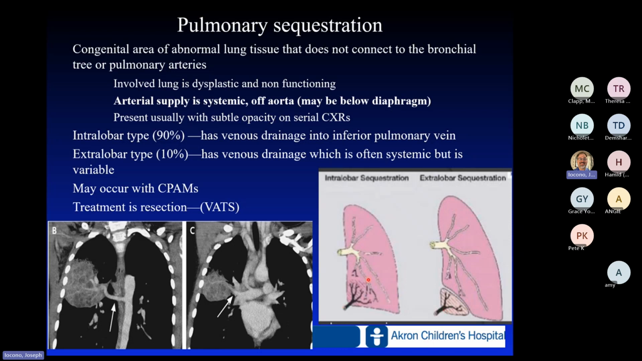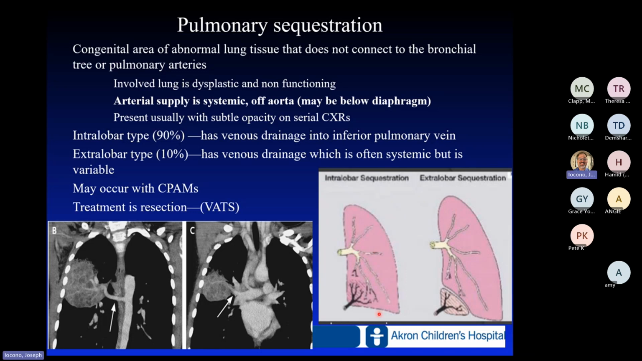These can be either intralobar, as you can see here, which share a fissure, or extralobar, which is just an independent piece of lung that's coming off the aorta. They can occur with CPAMs, and the treatment is resection. And a lot of times with these, you do a non-anatomic resection.